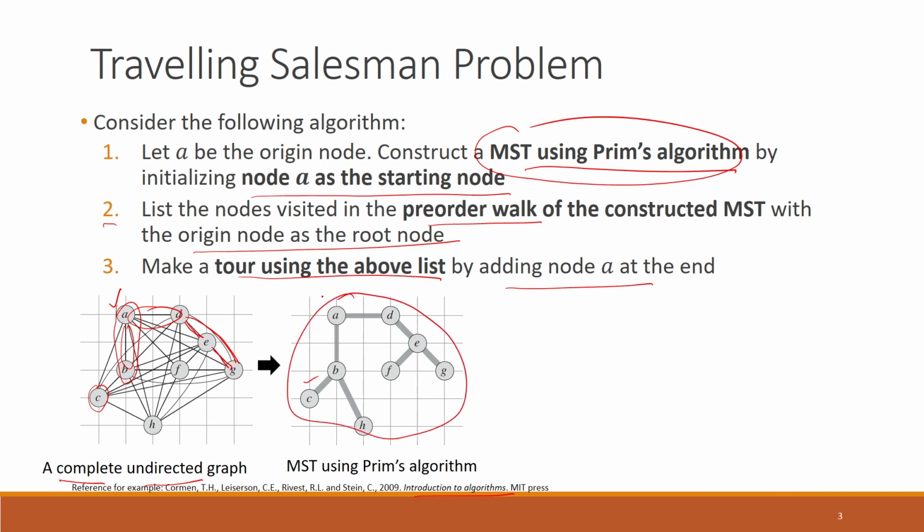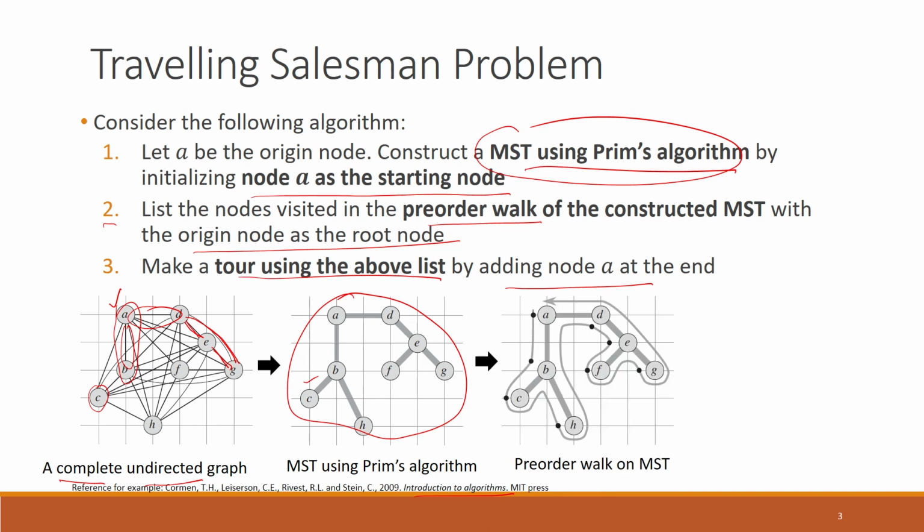Okay. Now since the minimum spanning tree is also a tree, we can implement the pre-order walk on this. So we set the root node here as the origin node. So we start from node A and then we will be going to the left subtree which is this one. There also we will first visit the root node, so this node B. Then we will be going to node C, then node H, then node D here, then node E, F and G. Okay. So in this way we have obtained the pre-order walk on the MST.